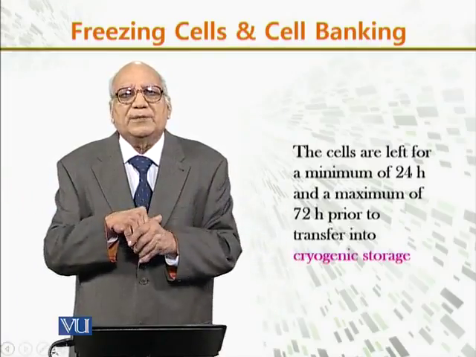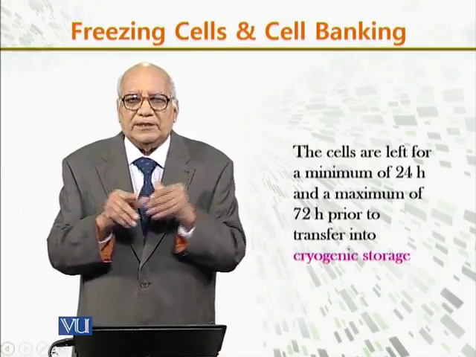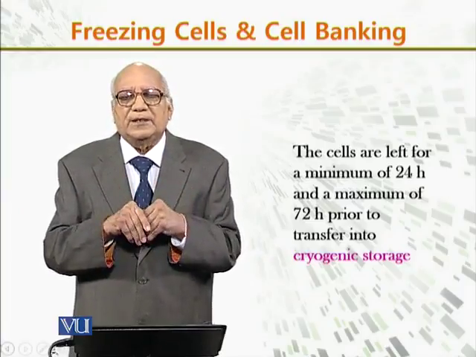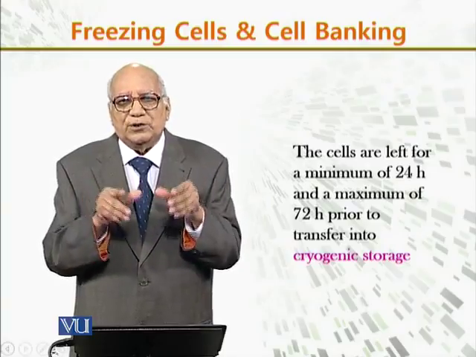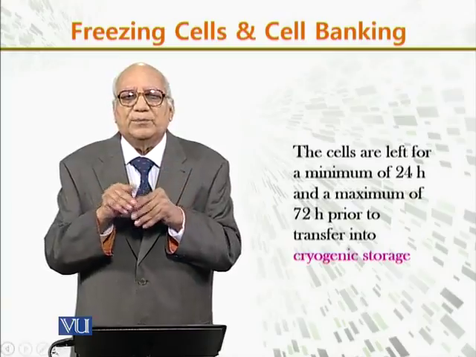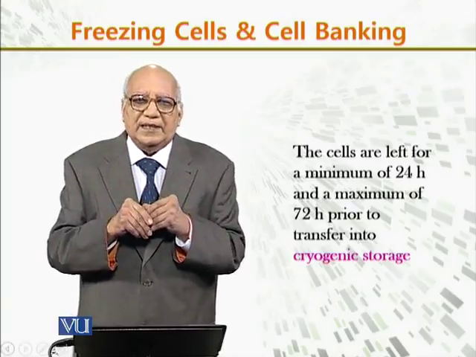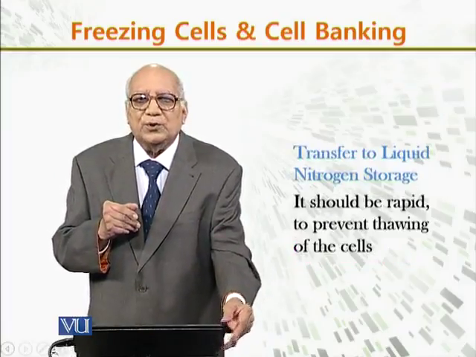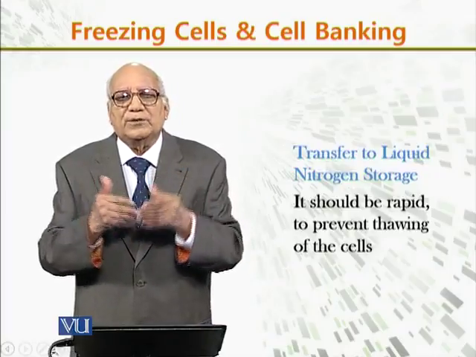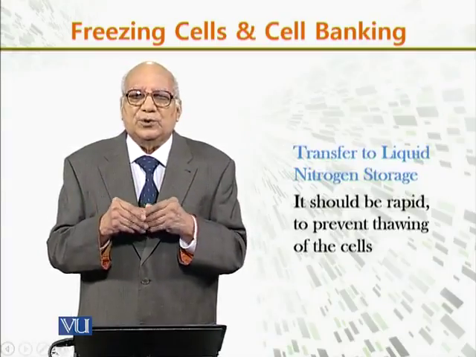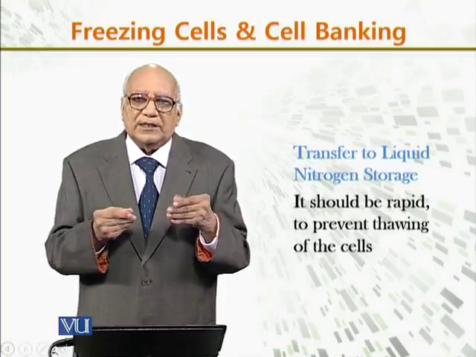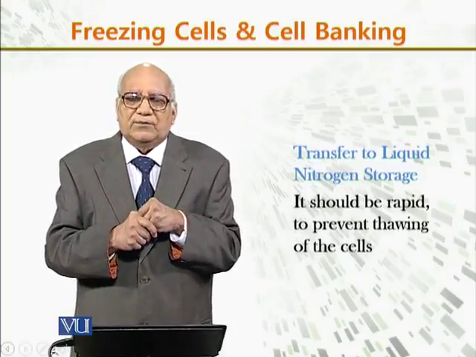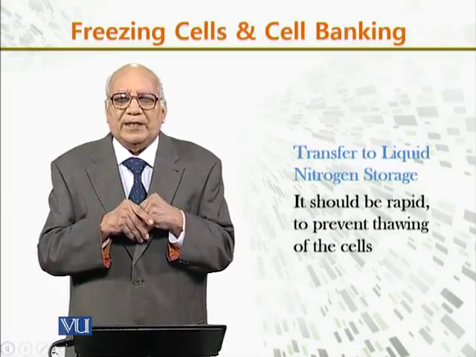The cells are left for a minimum of 24 hours and up to 72 hours prior to transfer into a cryogenic state. So you see, we first make them freeze, and then we transfer them to a cryogenic store, a liquid nitrogen storage, which is at very low temperature. And when we transfer it to liquid nitrogen, the transfer should be rapid to prevent thawing of the cells.